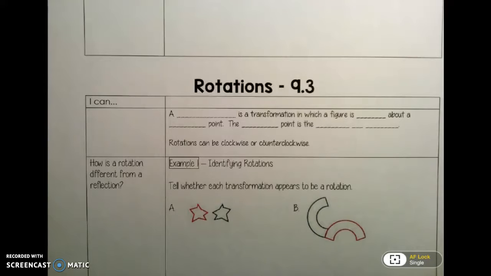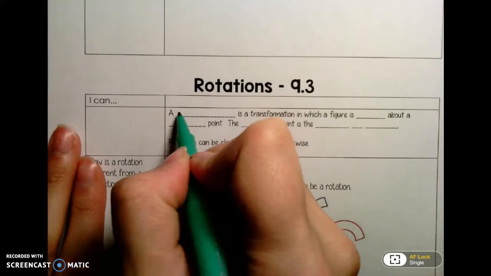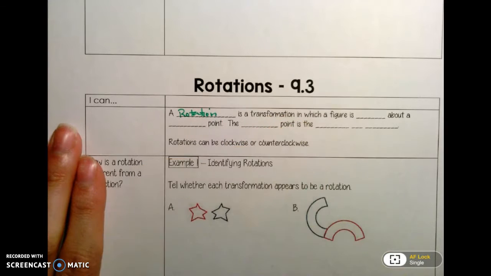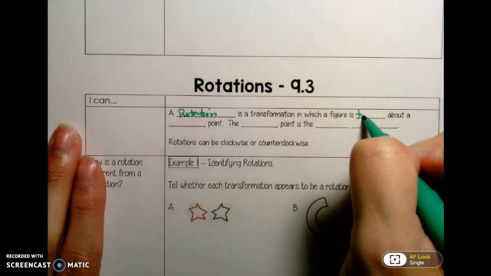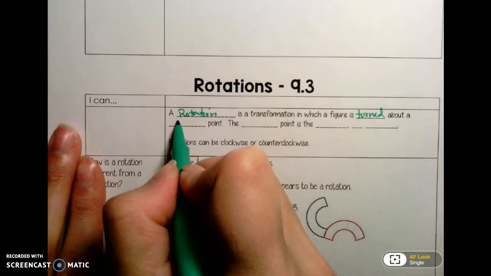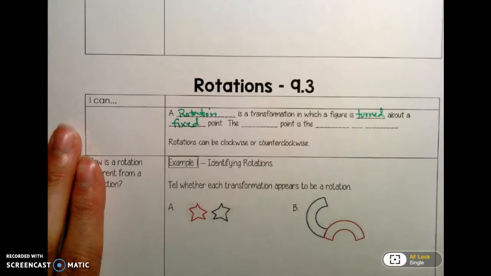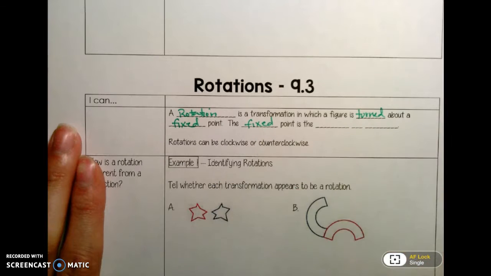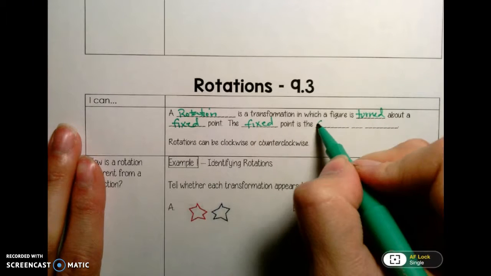So this is lesson 9.3 over rotations, and a rotation is a transformation in which a figure is turned about a fixed point. And the fixed point is the center of rotation.